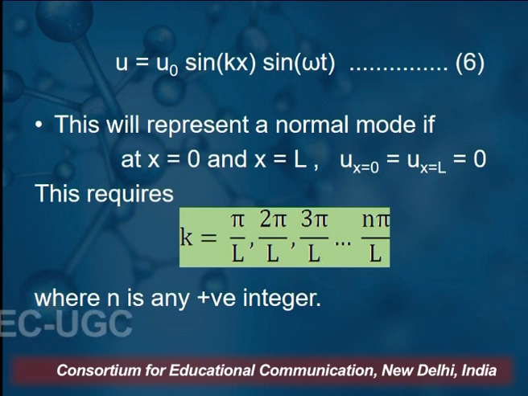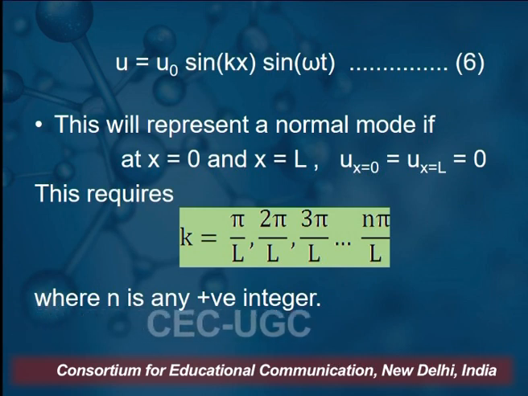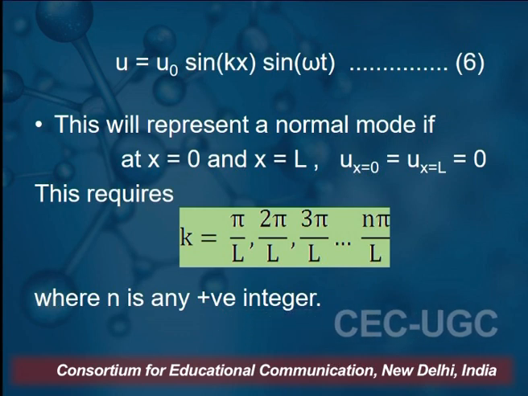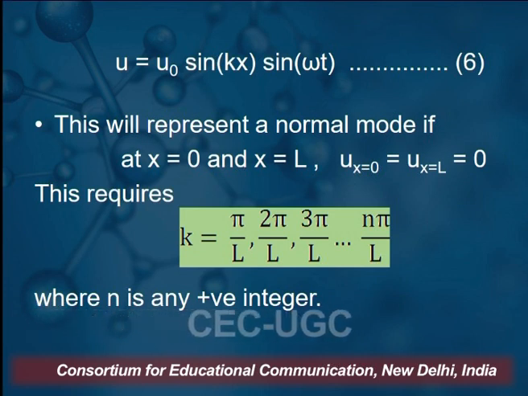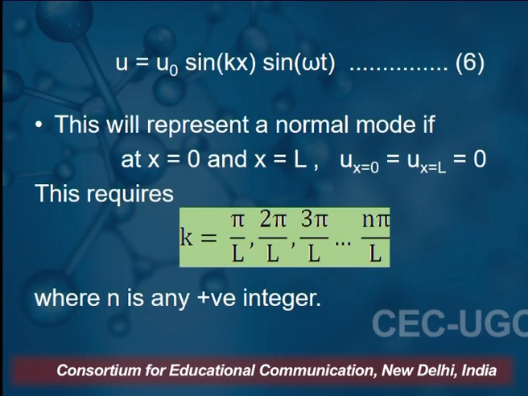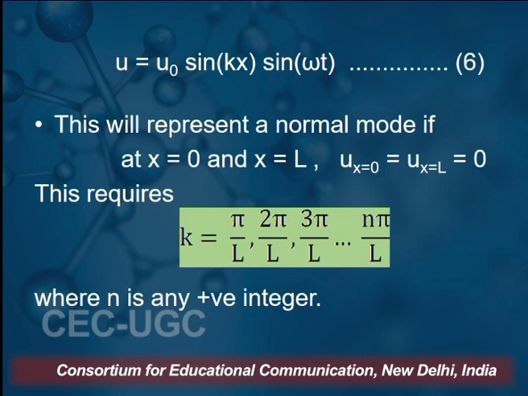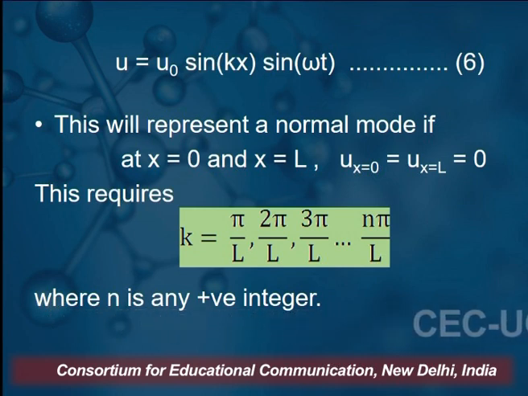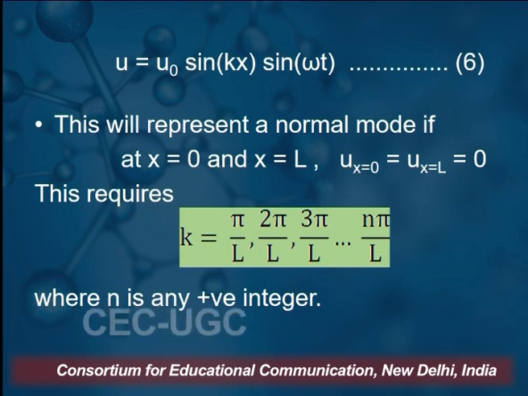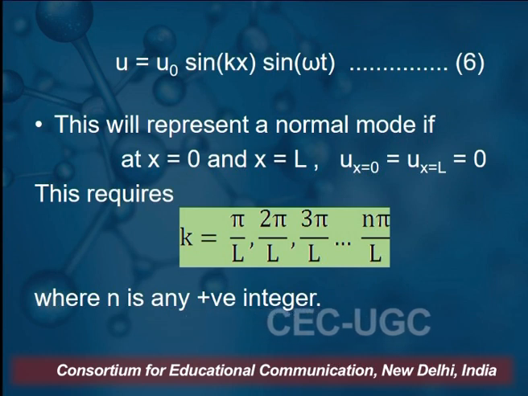At the ends, at x equal to 0 and at x equal to L, it is this quantity sin of kx which should be equal to 0 for u to be 0 at x equal to 0 and at x equal to L. And sin of kx can be 0 only when k is n pi by L. That means k can have values pi by L, 2 pi by L, 3 pi by L and so on up to n pi by L. N can be any positive integer.